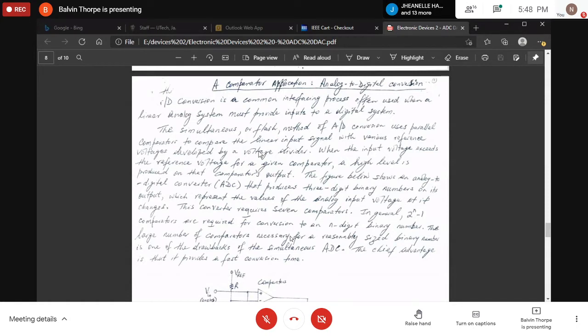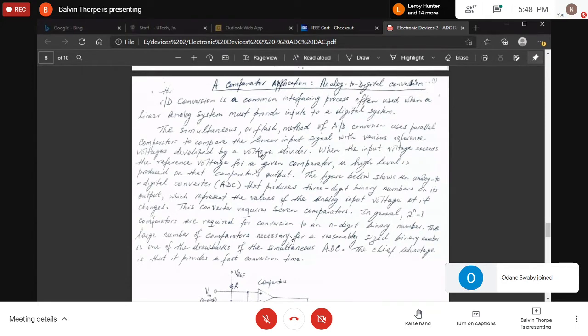Sir, wouldn't that be 2 to the n minus 1? Yes, that's what the person said as well. I thought you said 2 to the n. Oh, sorry. All right. In general, 2 to the n minus 1 comparators are required for conversion of an n-digit binary number.